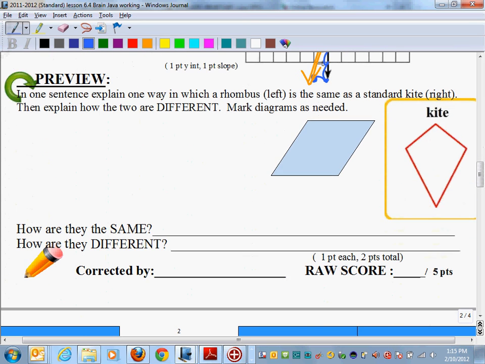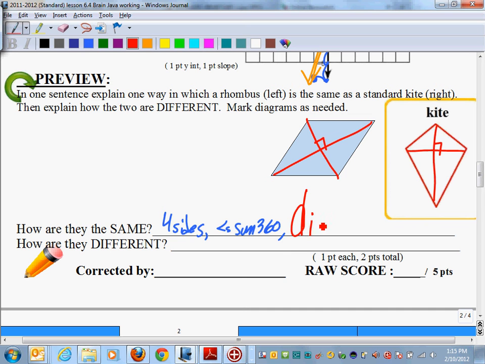Okay, how are they the same? They have 4 sides. The angles sum to 360. The most important one is that the diagonals make right angles, so the diagonals are perpendicular inside. All right. Anybody else have something? Raise your hand if you want me to see. Okay, the differences are going to be a little bit harder.